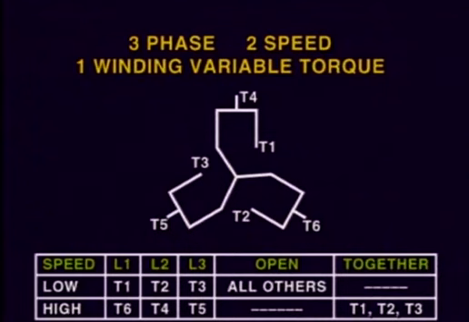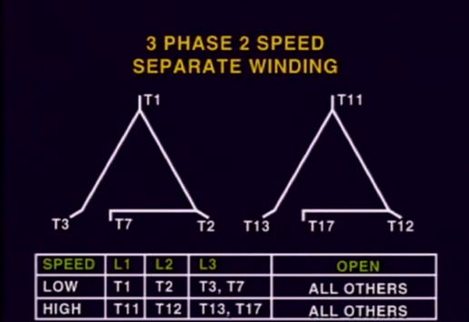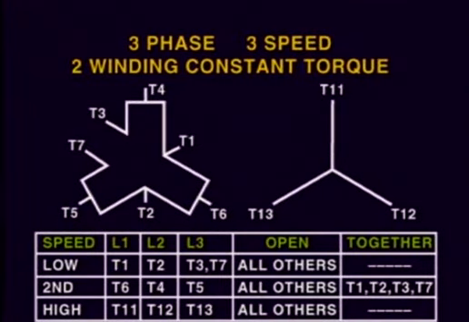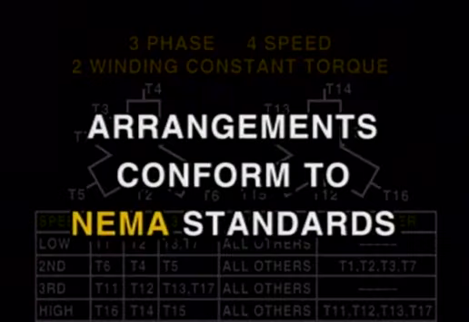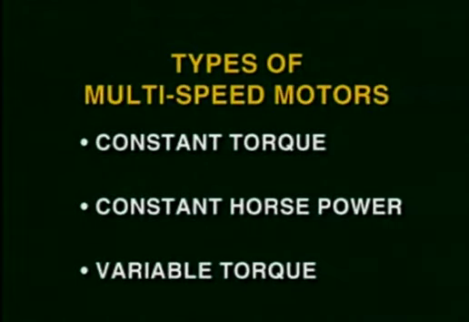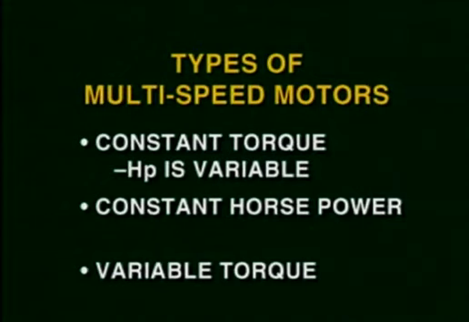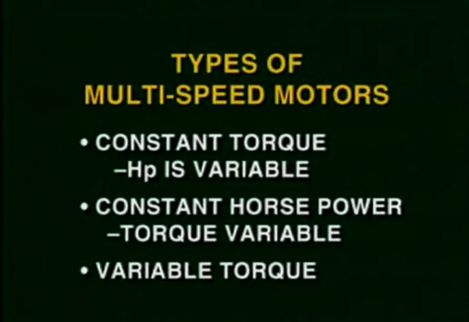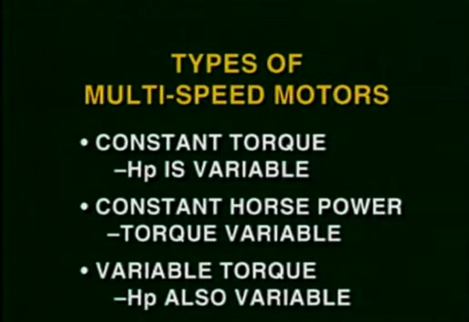We know that by removing poles from the motor, we would increase the speed of the motor. However, this also means that the motor provides less horsepower when these poles are removed. There are many multi-speed motor lead connections that are selected depending on the torque and the horsepower requirements for the application. These connection arrangements conform to NEMA standards. Multi-speed motors are broken down into three classifications, which are constant torque, constant horsepower, and variable torque. The constant torque has its horsepower variable. The constant horsepower has the torque variable, and the variable torque also has the horsepower variable.